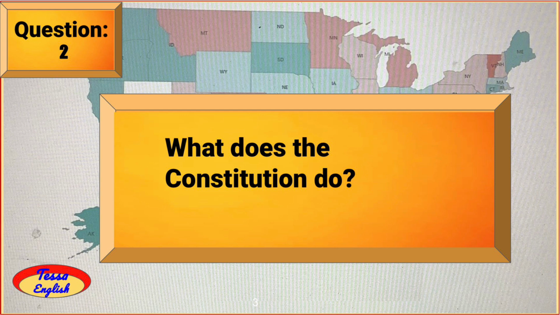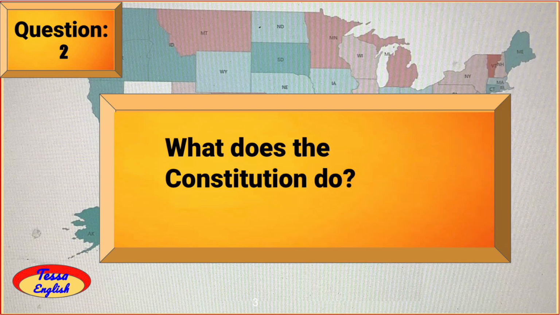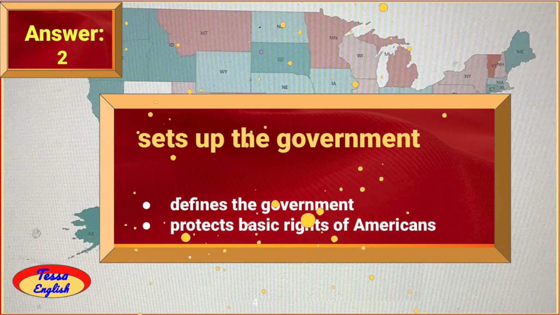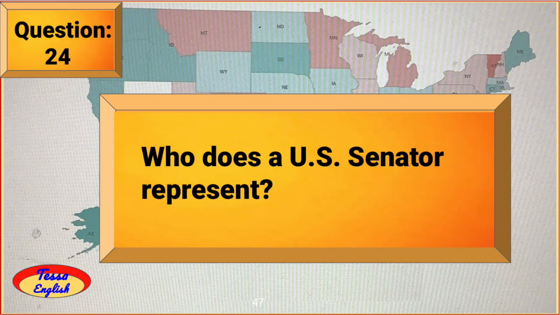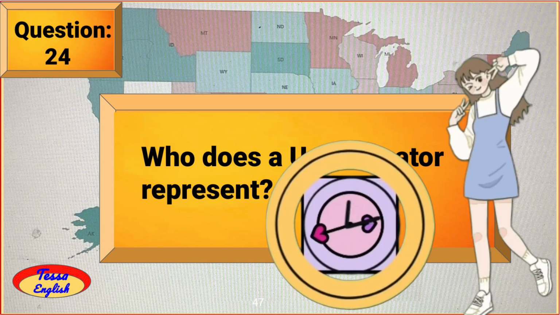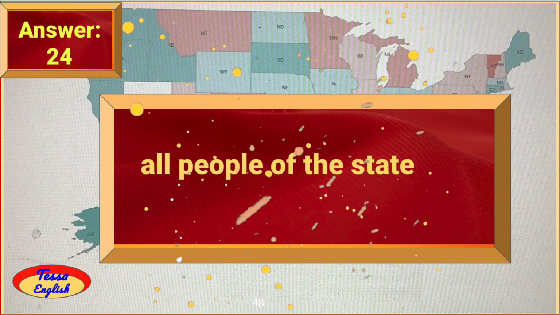What does the Constitution do? Sets up the government. Who does a U.S. Senator represent? All people of the state.